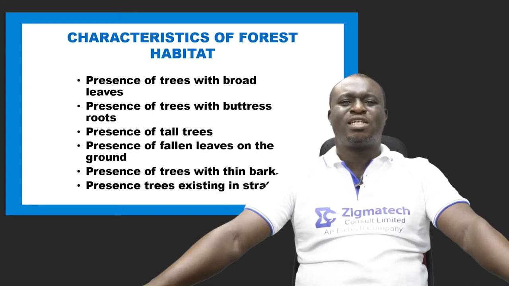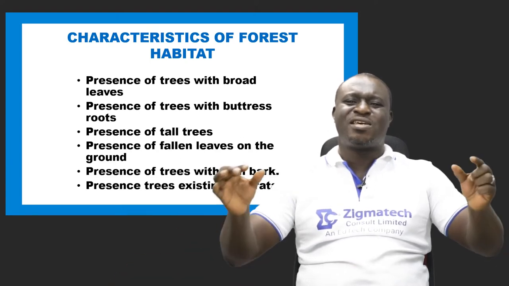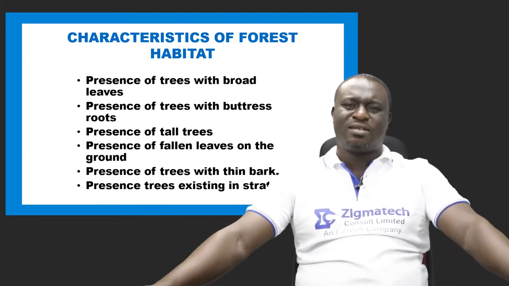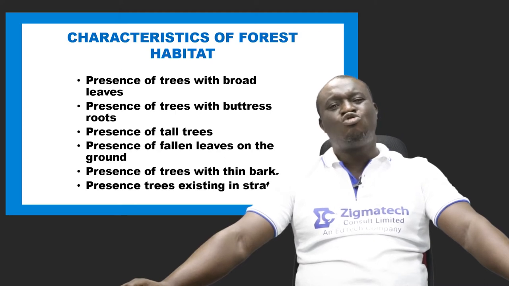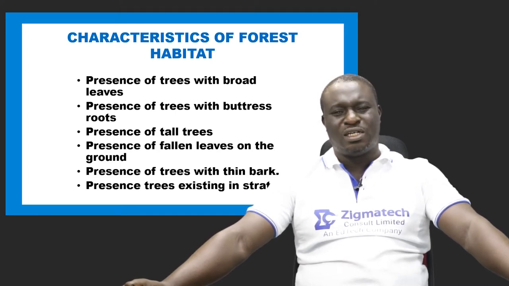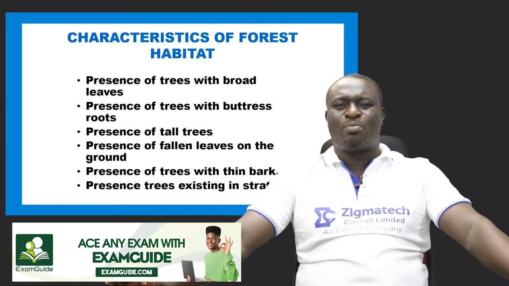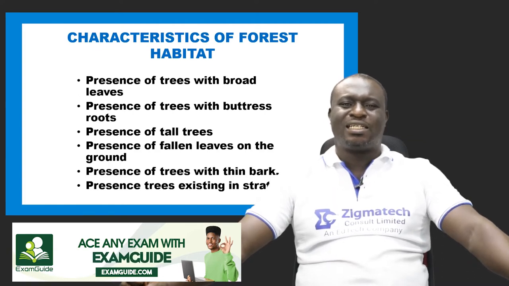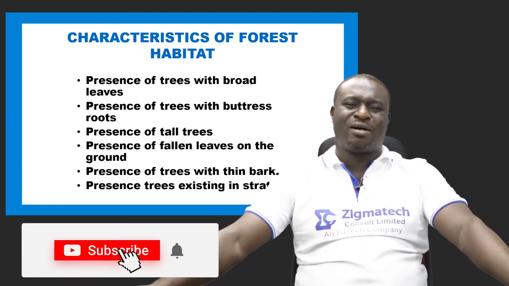We also have presence of fallen leaves, like I said before, on the ground. Then also there's a presence of trees with thin bark. Now, the reason for the thin bark is that they can lose water due to transpiration easily. They are not in a dry place where thick barks are needed to reduce transpiration or loss of water by evaporation.